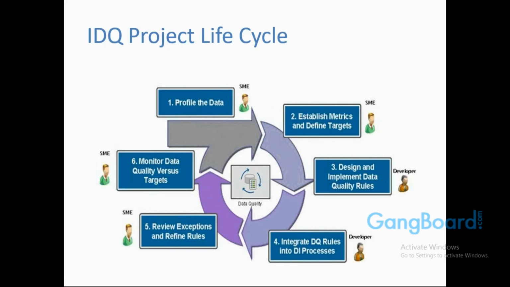So the first step, profiling the data, depends upon the fifth one, right? Review exceptions and refine rules. No, review exceptions and define rules. Once we implement the mappings and integrate that development, and once we run the jobs, then they will review the defined rules and exception rules.